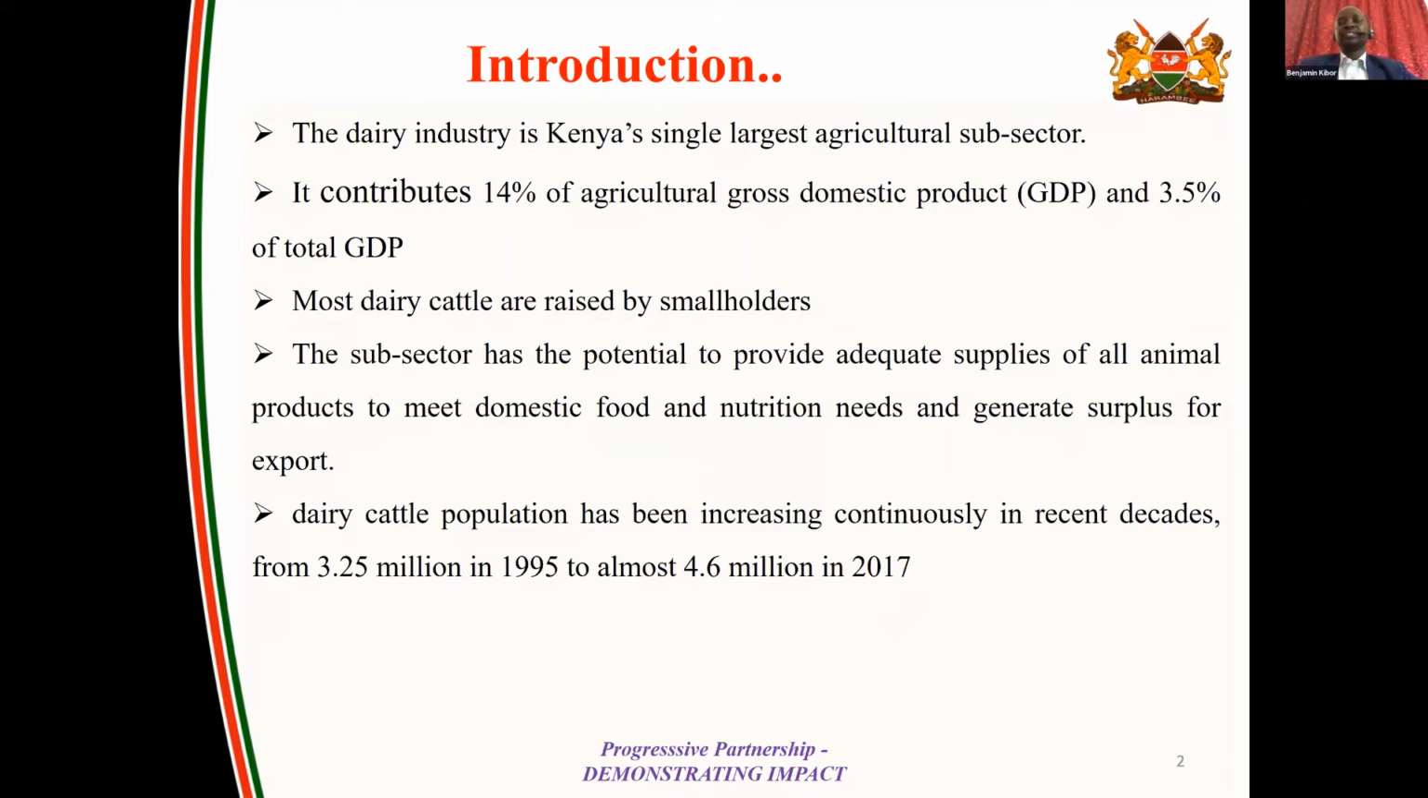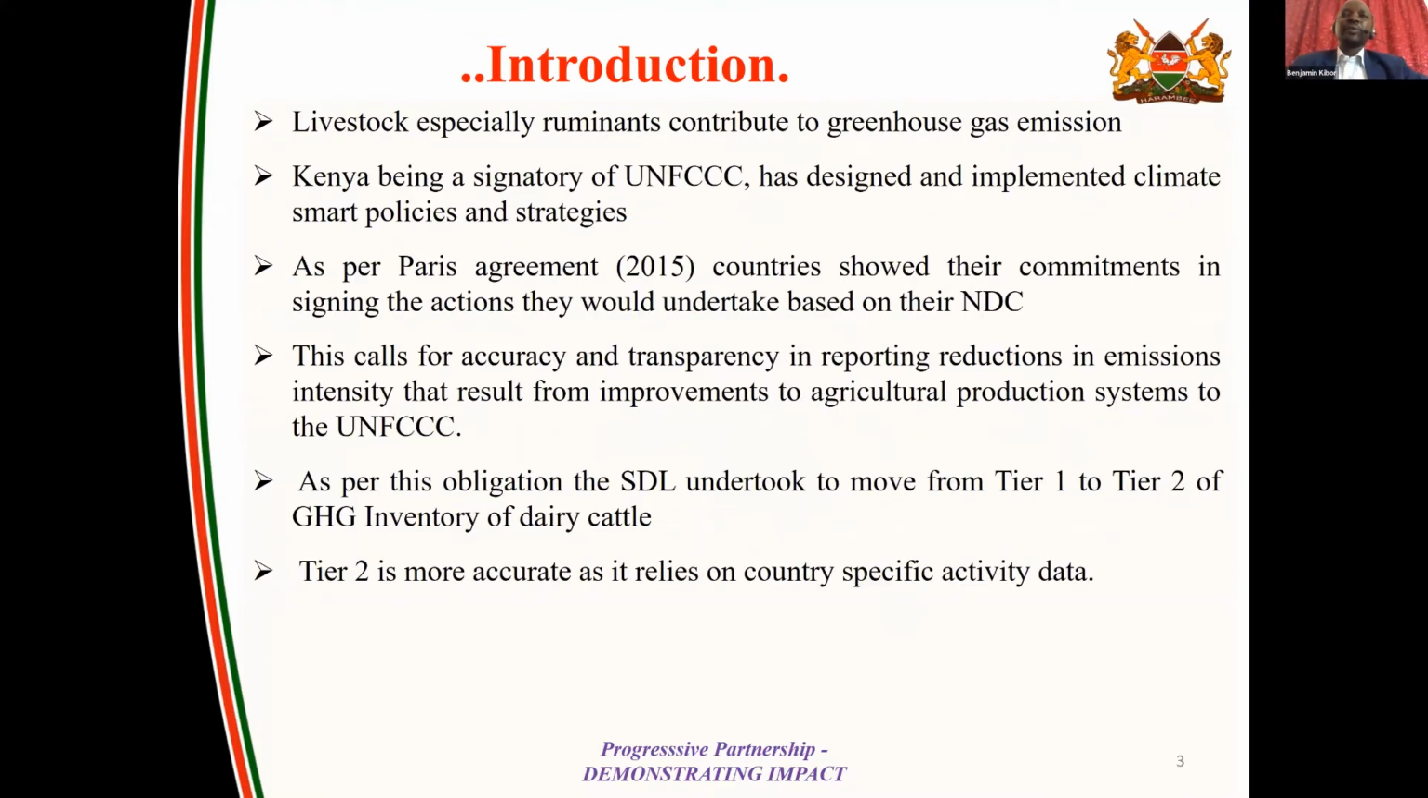The dairy cattle population has been increasing continuously in recent decades from 3.25 million in 1995 to almost 4.6 million in 2017. There's an upward increase in numbers, but productivity is not so high. And as you are aware, livestock, especially the ruminants, contribute to greenhouse gases. Kenya, being a signatory of UNFCCC, has designed and implemented climate smart policies and strategies.